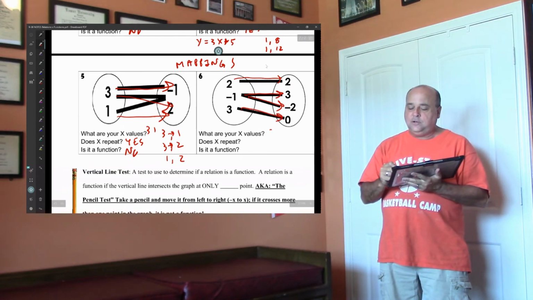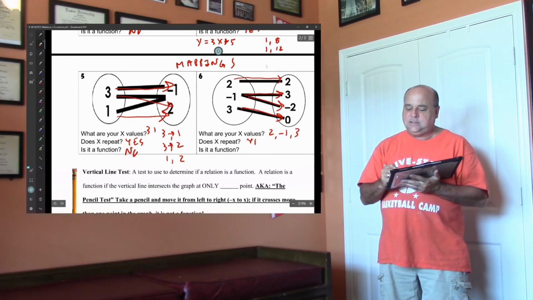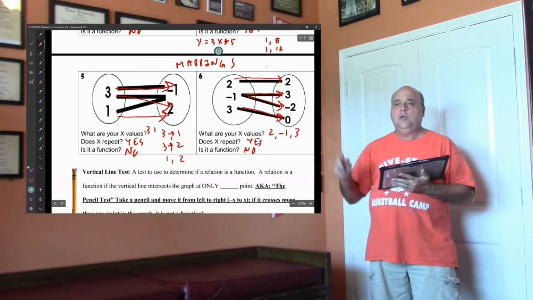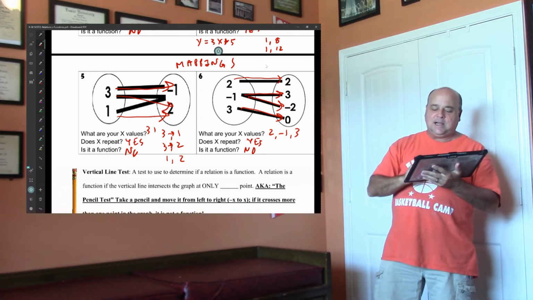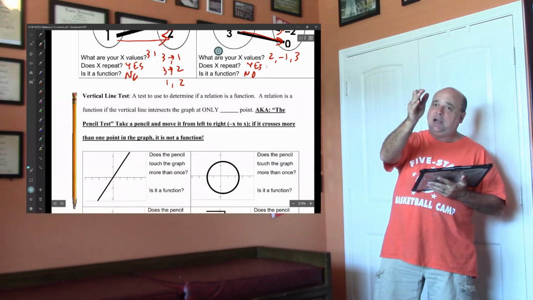So your x values are 2, negative 1, and 3. Does the x repeat? Yes. Is it a function? No. You can't plug a number in and get 2 different answers. Hopefully that kind of makes sense. You did this last year also.